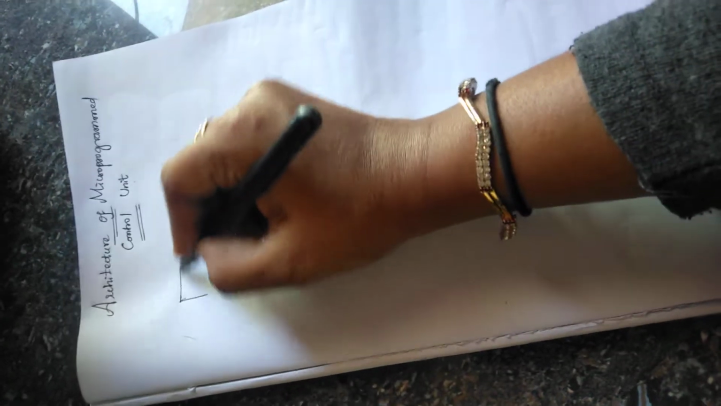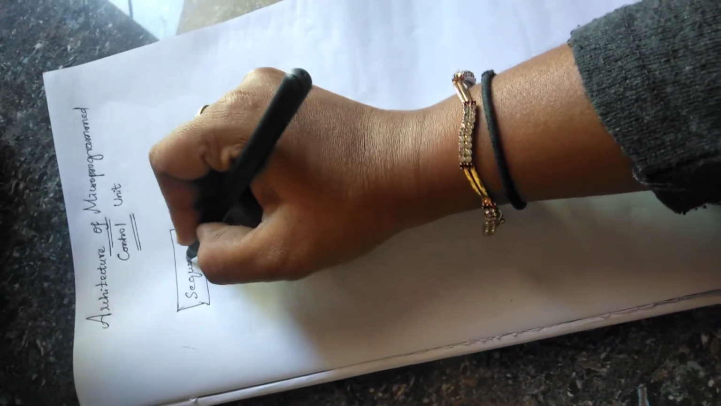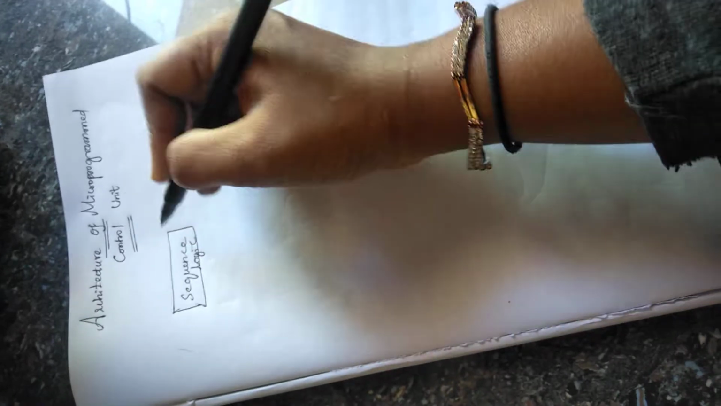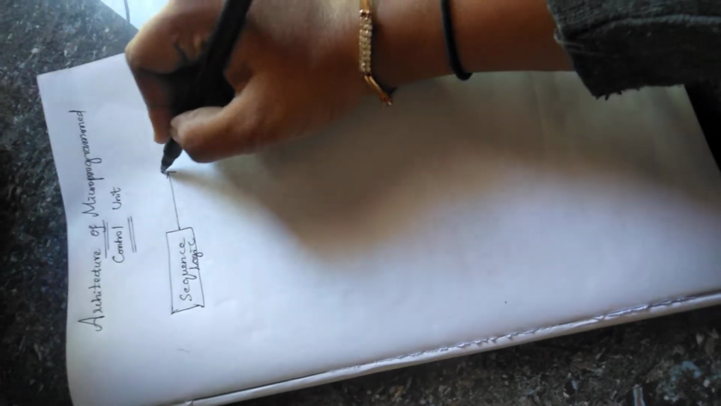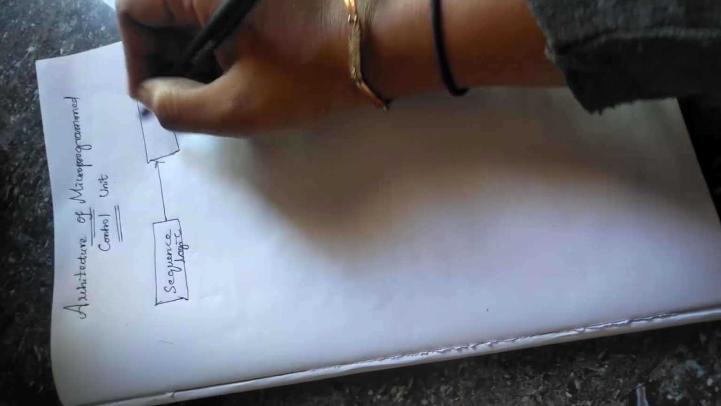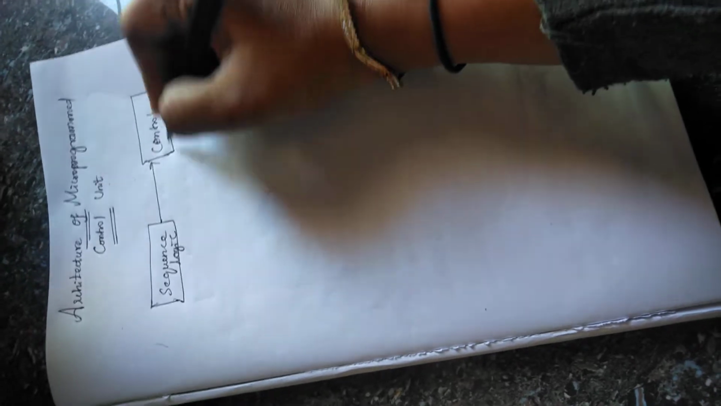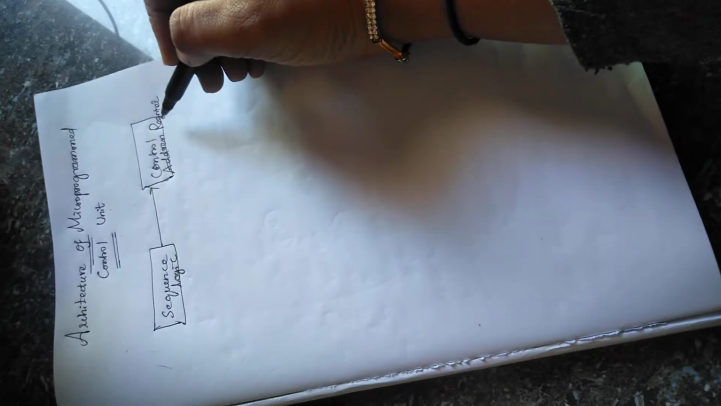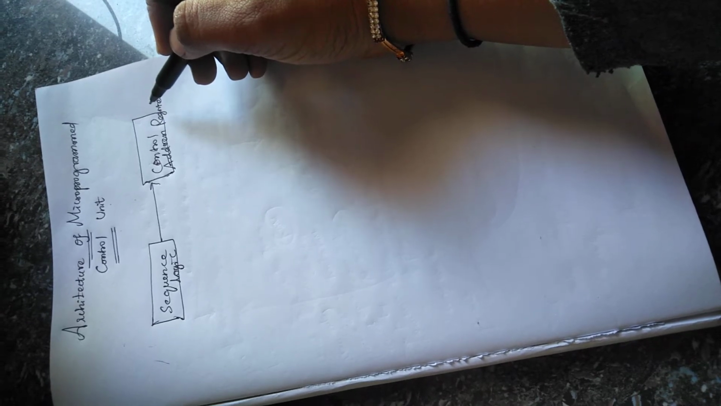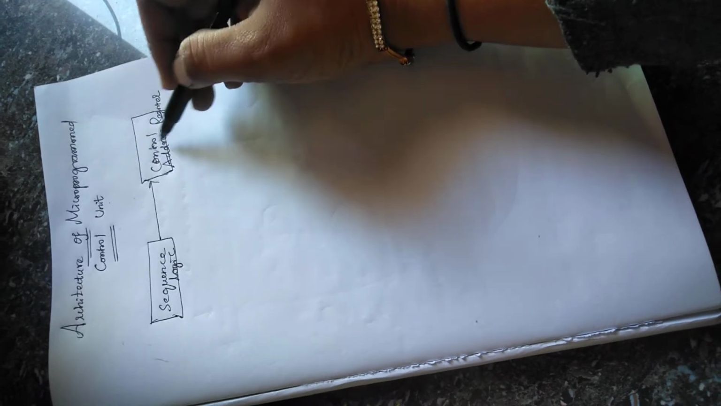We have the sequence logic here. It is used to store data in the control address register. This control address register stores the address of the control word that we are using.